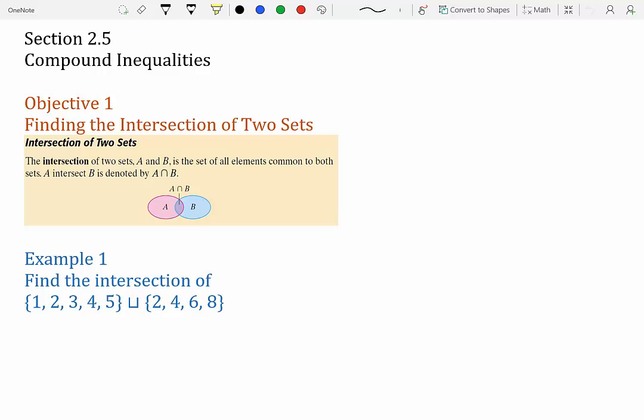So basically you have two sets of things. It could be a set of colors and a set of shirts, and then what do they all have in common?